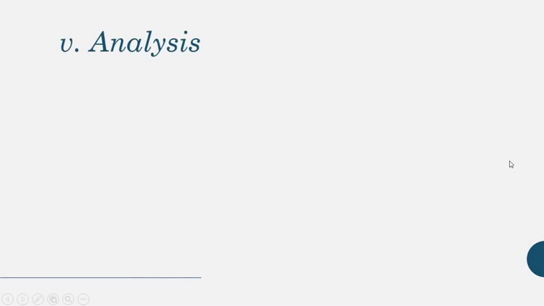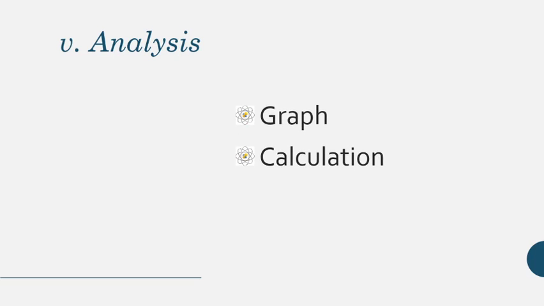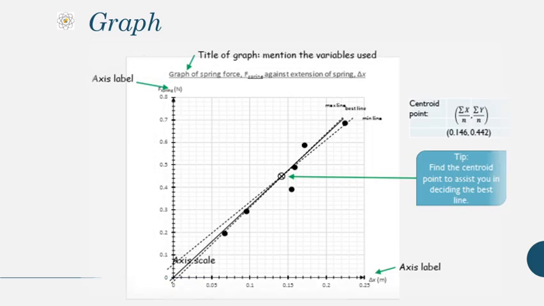Okay, now number 5, analysis. So how does the analysis look? There are two types of analysis. Some experiments can have both analyses, graph and calculation, and some experiments might only involve calculation. So I'm going to show you how we draw a graph for certain data.